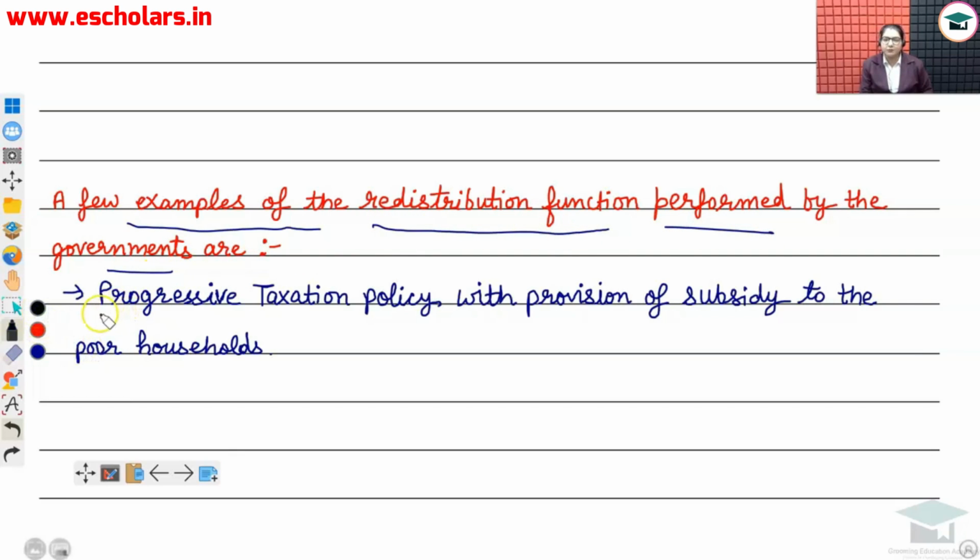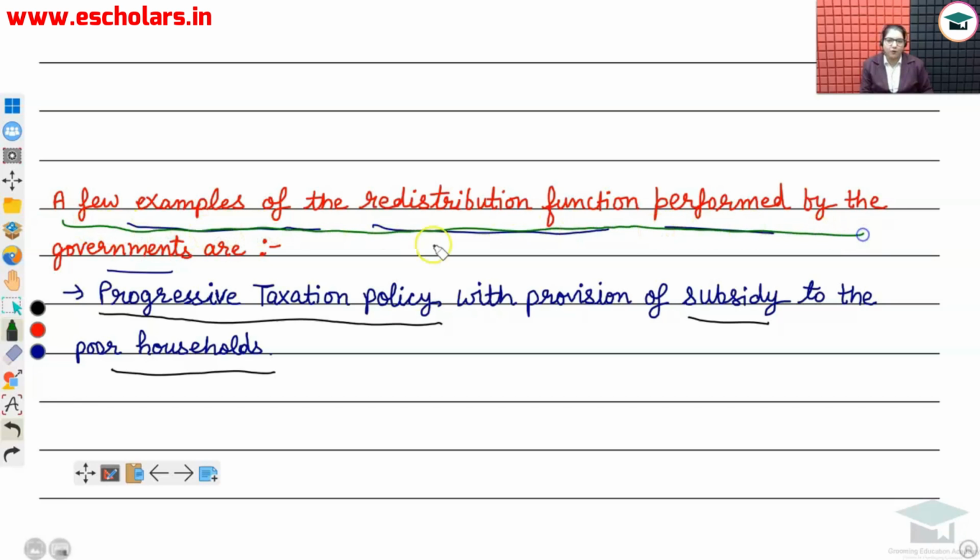So here we have the progressive taxation policy. So as already discussed, the government levies higher rates of taxes on the income of the rich people, and from the proceeds of the taxes levied on the income of the rich people, the government is providing the subsidies to the poor households in order to support the people belonging to the poor section of society. So let's have a look. A few examples of the redistribution function performed by the governments are: progressive taxation policy with provision of subsidy to the poor households.